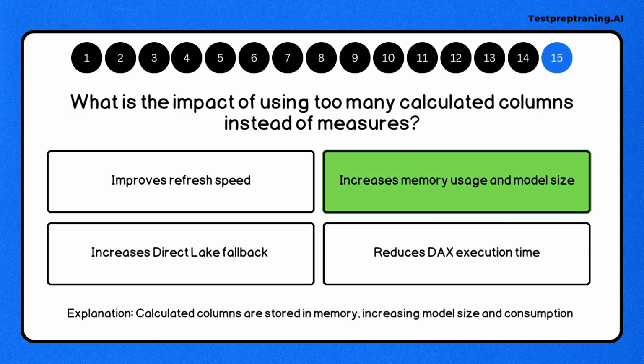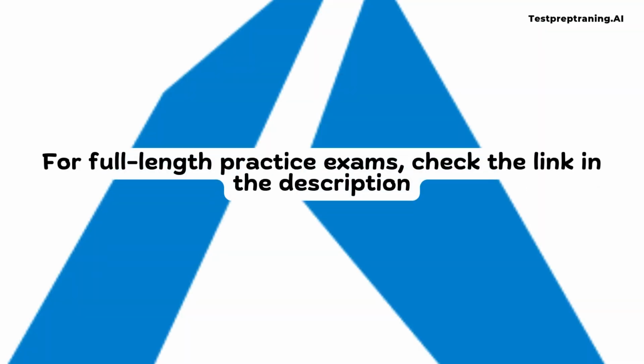Question 15. What is the impact of using too many calculated columns instead of measures? Correct answer is increases memory usage and model size, as calculated columns are stored in memory, increasing model size and consumption.